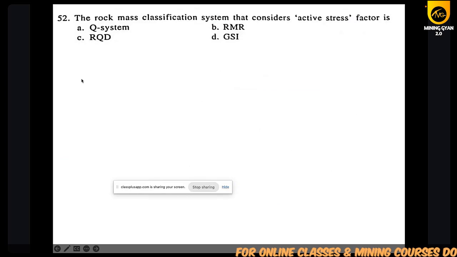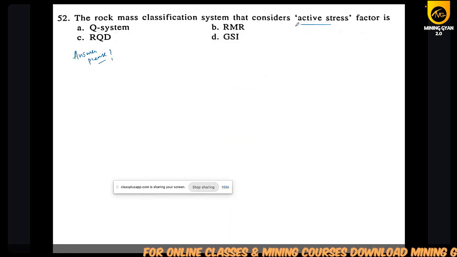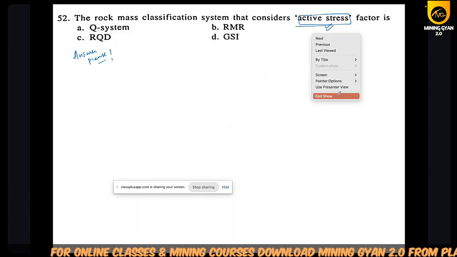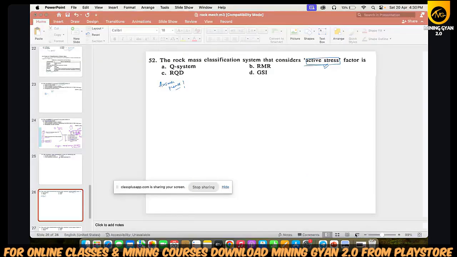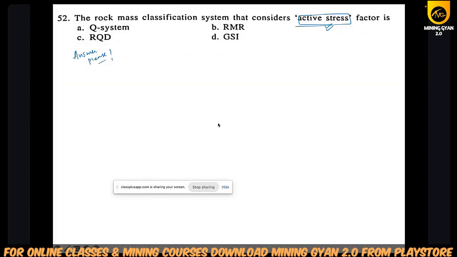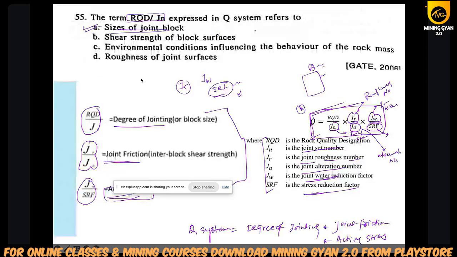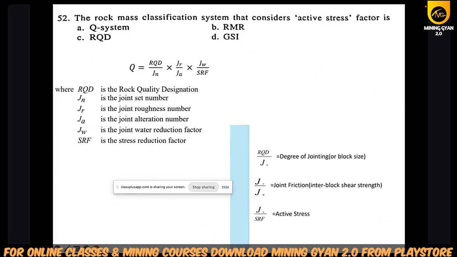Question number 52. Give your answer. Which classification system considers the active stress? Where have you seen the active stress factor? I told you this type of question he may ask. So we have seen the Q system. Here was the formula. Q equals RQD divided by Jn, Jr by Ja, Jw by SRF.